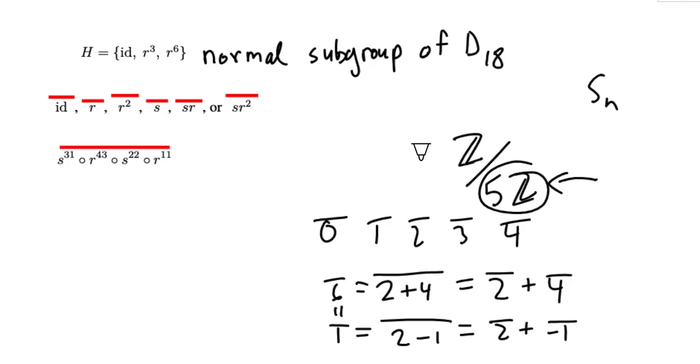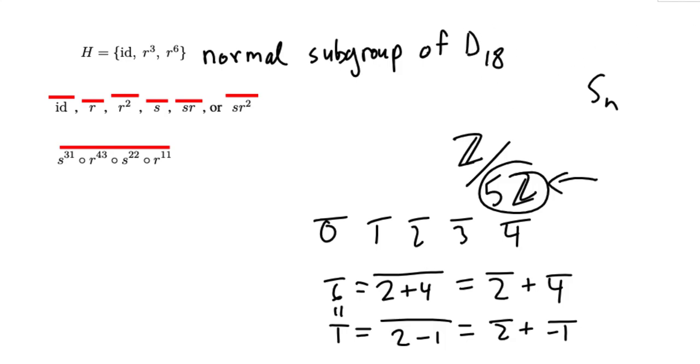Well, in this little video, we're just going to look at an example of how this could be useful for a particular normal subgroup of D18, where D18 is the dihedral group of order 18. So it has 18 elements in it. You can think of 9 rotation symmetries, and then a flipping mechanism on top of that, giving you 18 different symmetries.